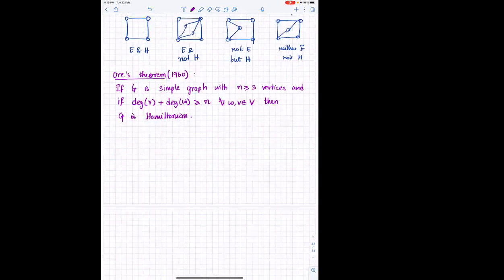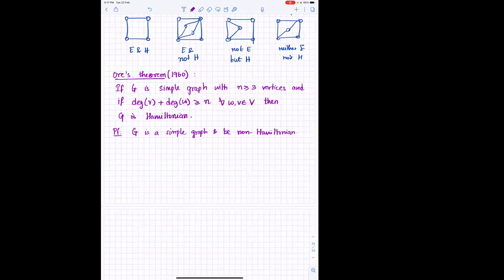Okay, now let us try a proof together. G is a simple graph. We want to try the contrapositive, and let us assume that G is non-Hamiltonian, because I know that there is no cycle in the graph that visits every vertex exactly once.